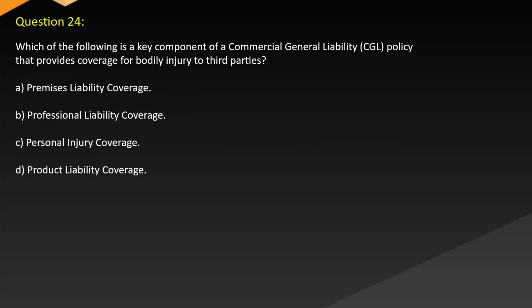Question 24. Which of the following is a key component of a commercial general liability CGL policy that provides coverage for bodily injury to third parties? A. Premises liability coverage. B. Professional liability coverage. C. Personal injury coverage. D. Product liability coverage.